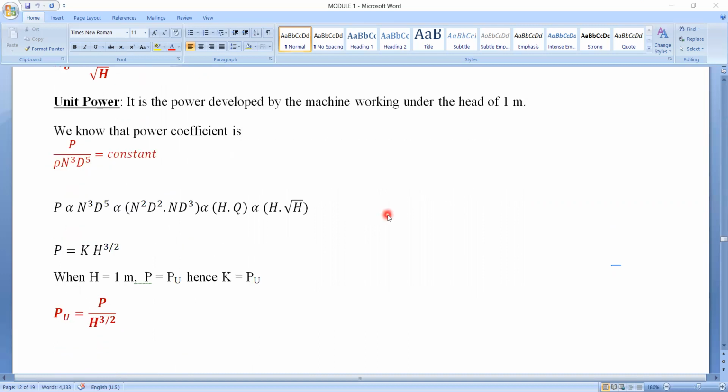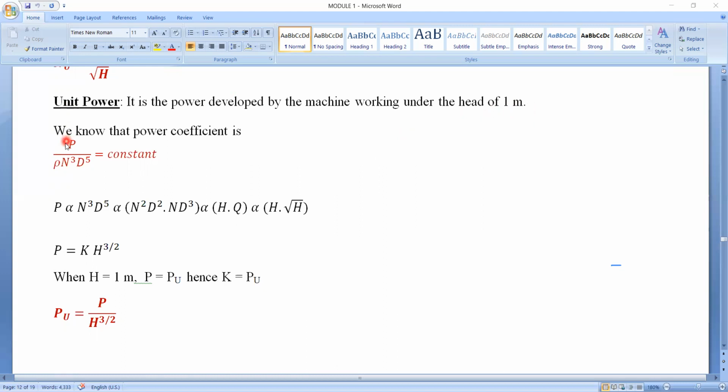The last one is unit power. It is the power obtained by a turbo machine which is working under the head of 1 meter. The definition is simple. The definitions for unit flow, unit speed, and unit power are similar, when the machine is working under the head of 1 meter.